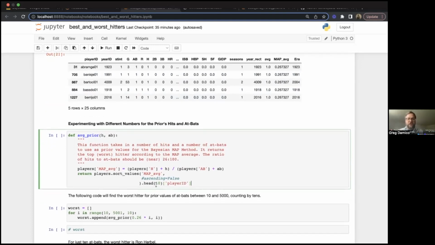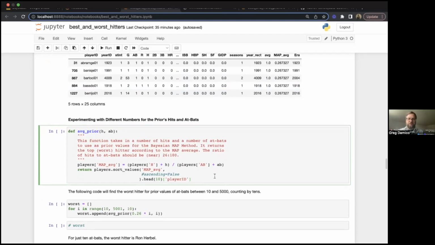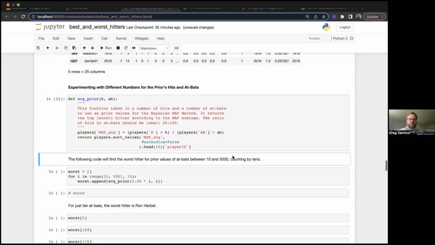And I'm going to grab the top 10, and I'm going to look at the player IDs for those top 10. Okay, so let's just run this function a bunch of times.